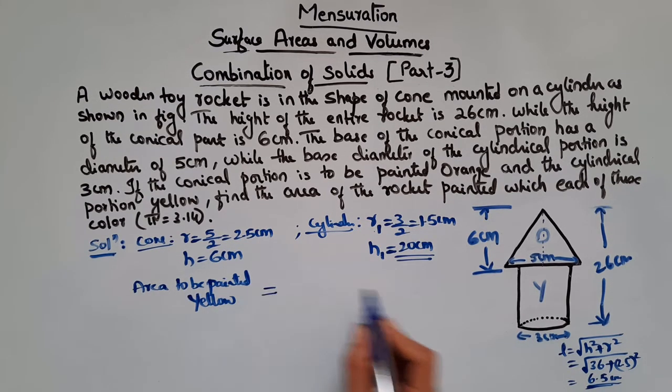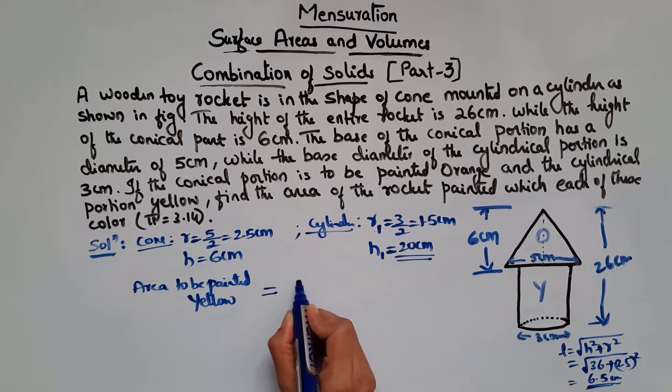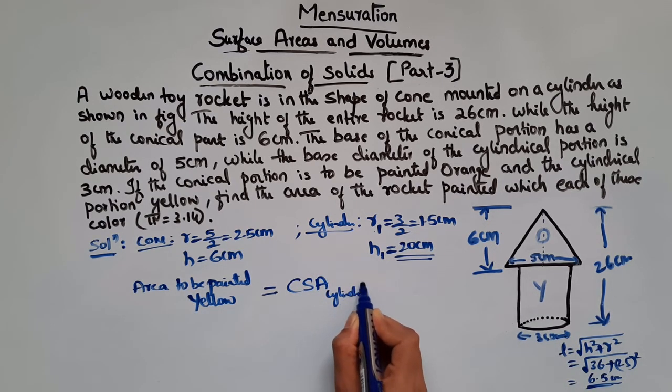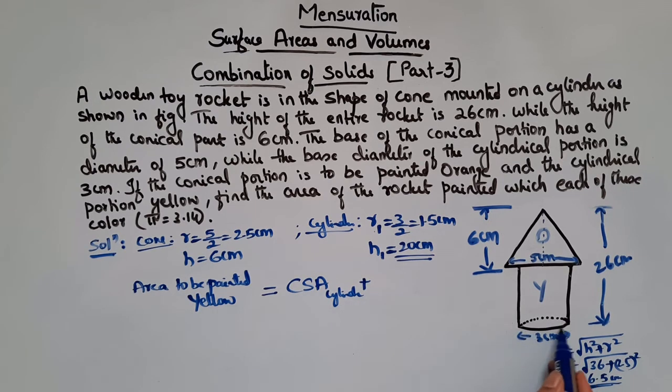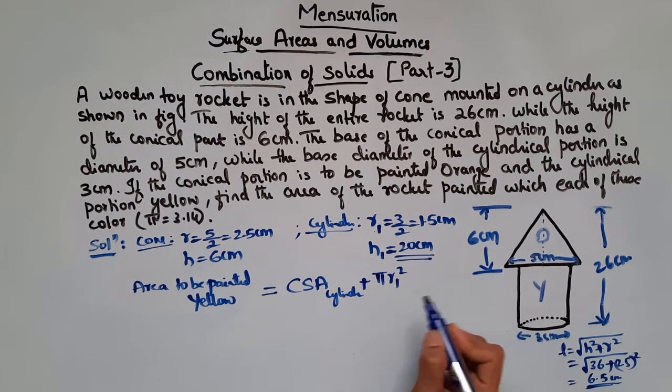Is equal to, that is this part, that is the cylindrical part, right? Now what all surfaces can you see? The curved surface area of the cylinder plus the base of the cylinder. The base is circular in shape, therefore pi r1 square. This is of the cylinder, right?